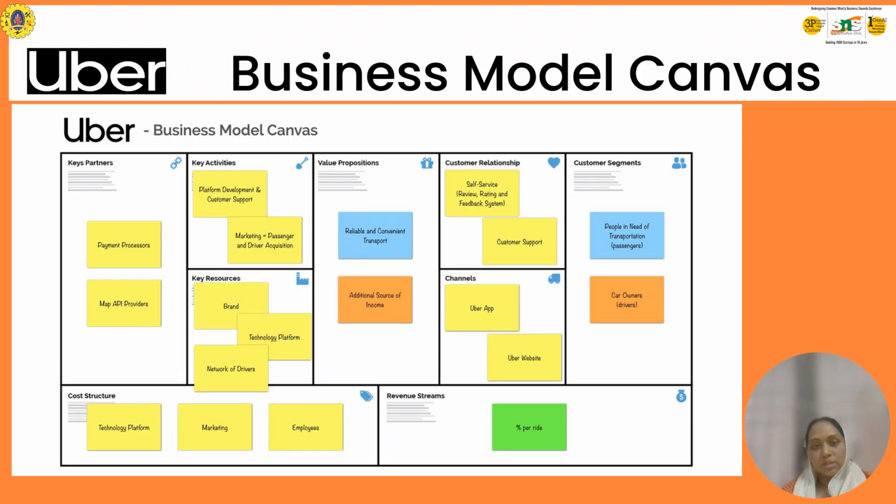Next is the cost structure. The first is maintaining its technology platform, including software development, and how the servers and cloud infrastructure are maintained. The second is marketing expense, which includes advertisement, promotions, and customer acquisition campaigns. Third is employee salary. Uber spends relatively little on purchasing vehicles because the drivers have their own vehicles.